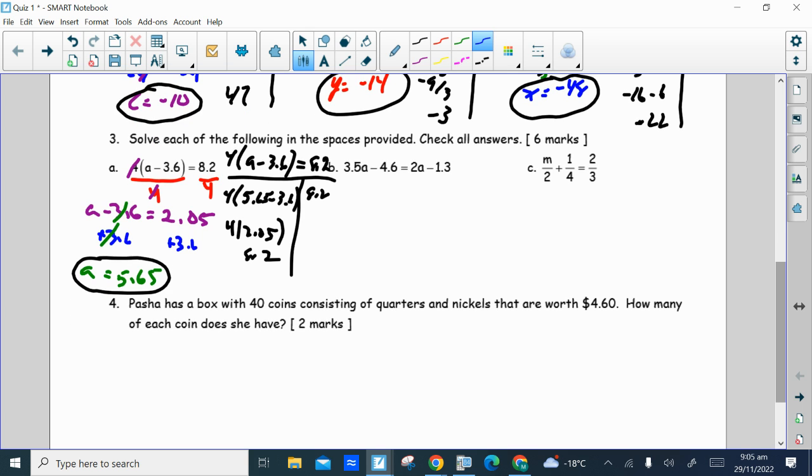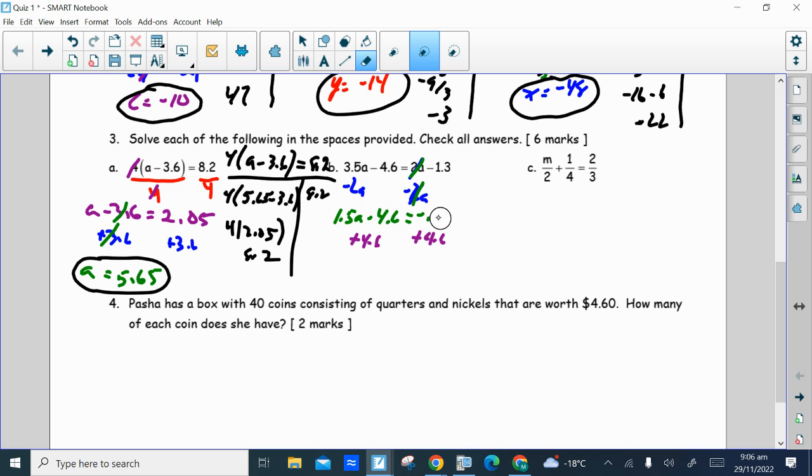Question B. I will collect the A's together. I'm going to subtract 2A from both sides. So on the right side, the 2A's cancel. And on the left side, 3.5A take away 2A would be 1.5A. Then I would add the 4.6 to both sides. And let me fix, that should be negative 1.3 there.